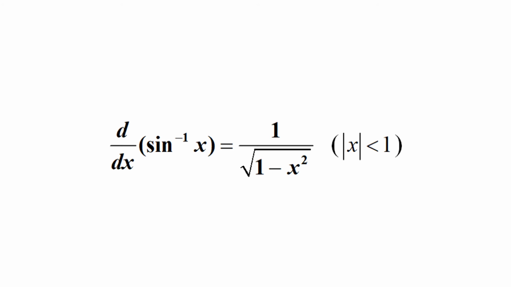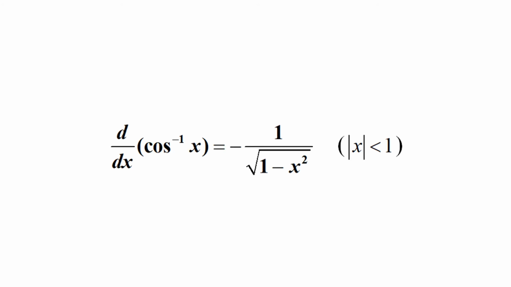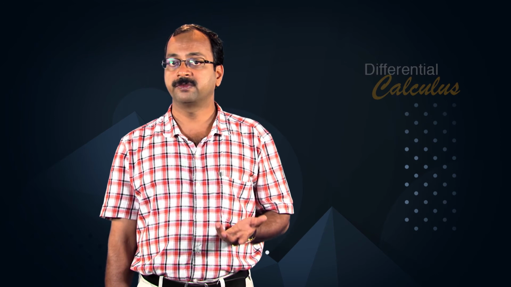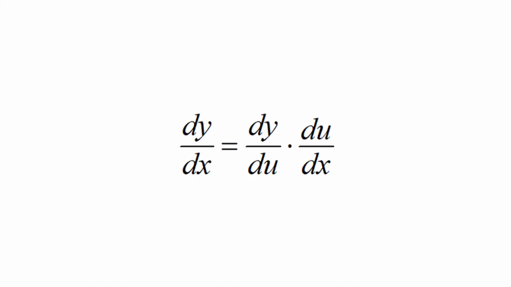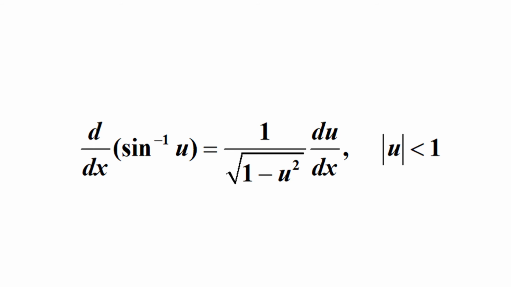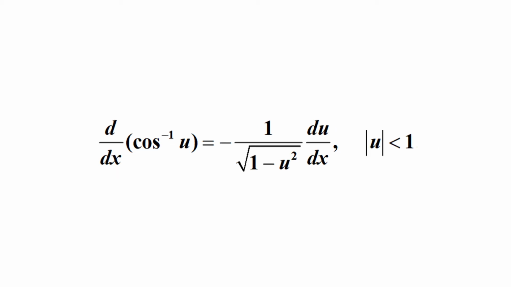Similarly, it can be seen that d by dx of cos inverse of x equals minus 1 by square root of 1 minus x square with mod x less than 1. If u is a differentiable function of x with mod u less than 1, we apply the chain rule dy by dx equal to dy by du into du by dx to the function y equal to sin inverse of u. We obtain the following generalized version: d by dx of sin inverse of u equals 1 by square root of 1 minus u square into du by dx with mod u less than 1. Similarly, d by dx of cos inverse of u equals minus 1 by square root of 1 minus u square into du by dx with mod u less than 1.